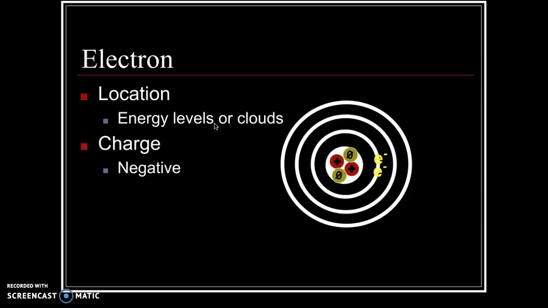Now, electrons have a negative charge, and they have virtually no mass. So I bring it back to the Target field analogy. If the nucleus is like a golf ball in the center of Target Field, then your electrons would be like mosquitoes zipping around that nucleus, taking up the rest of the space of the stadium.